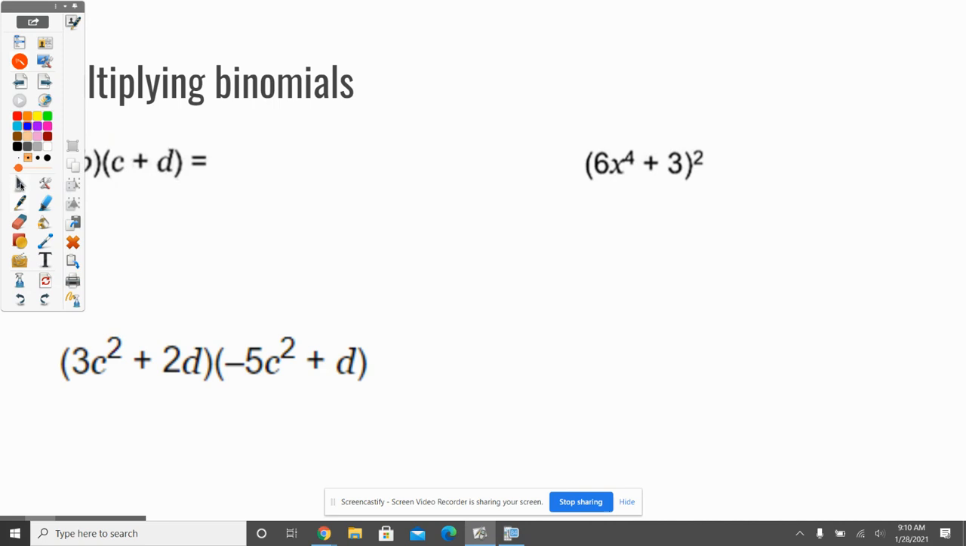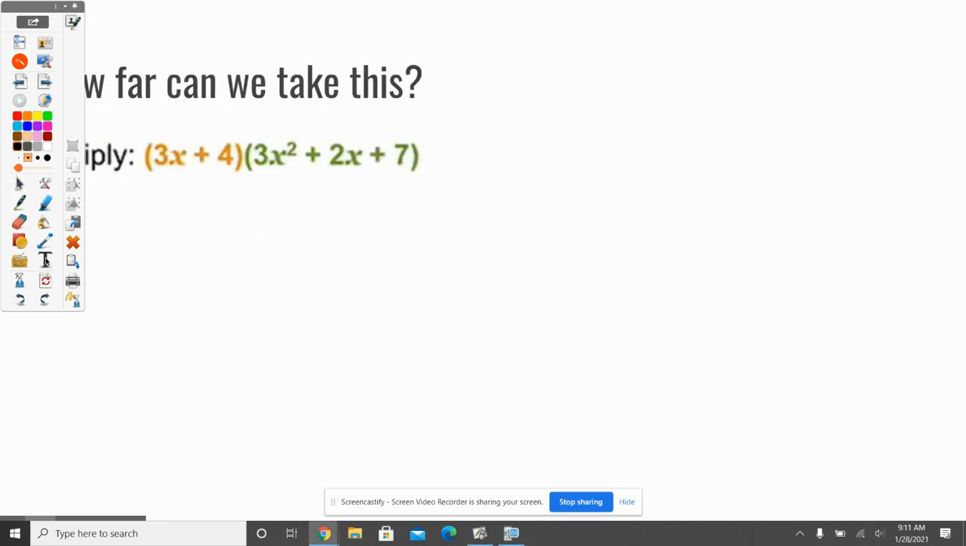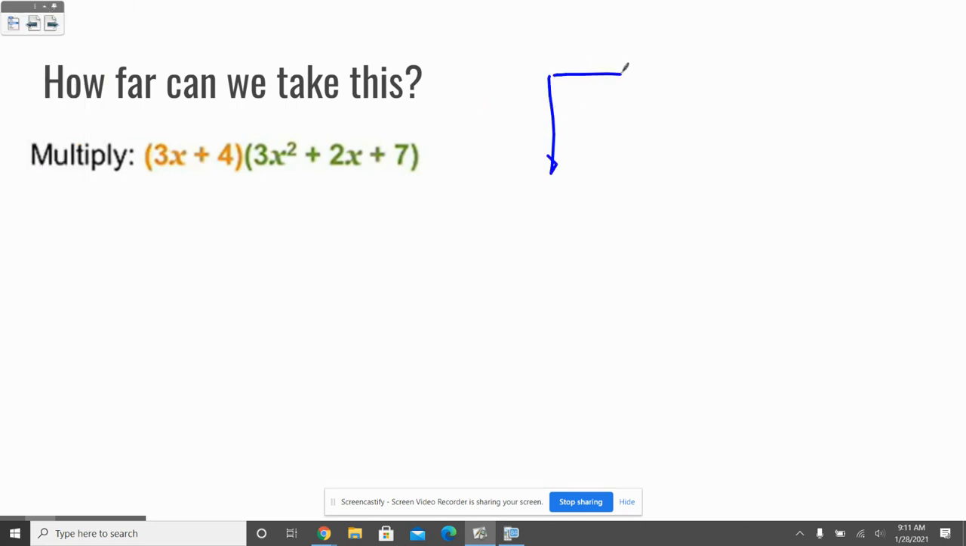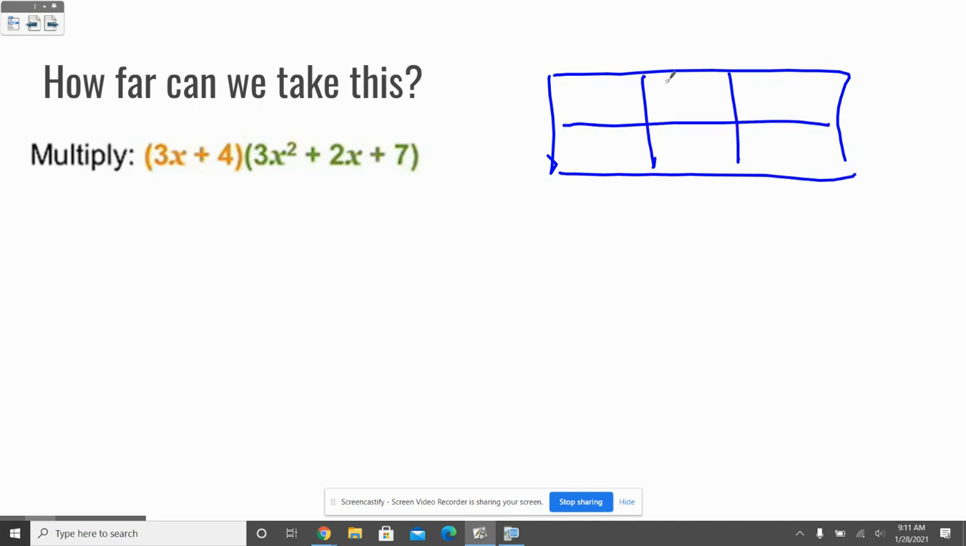Okay, I think we have one more here. How far could you do this? You can multiply humongous ones if you want. They are tough, but you could do it. These are the ones where sometimes, like I said, the kids like doing those boxes. I get it. It's very much more organized. Make sure you don't drop any signs. But I like to draw the arrows too. So I'll show you both ways here.